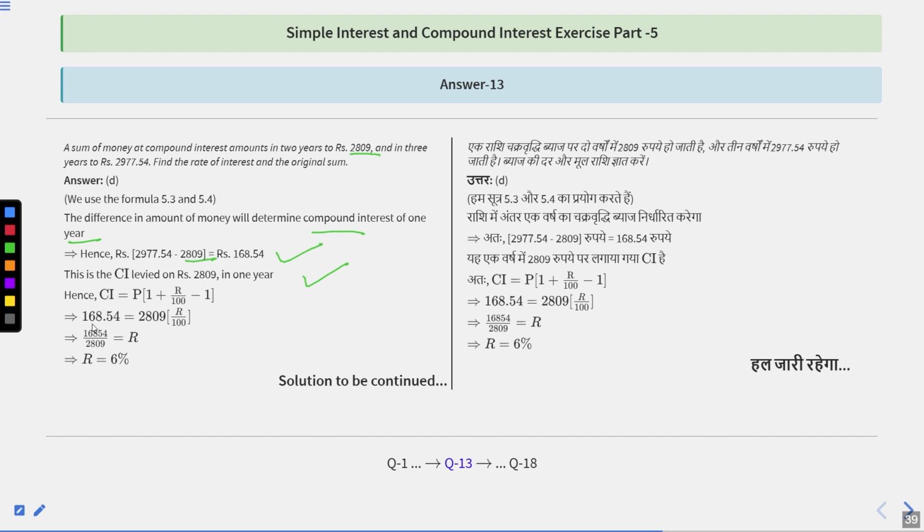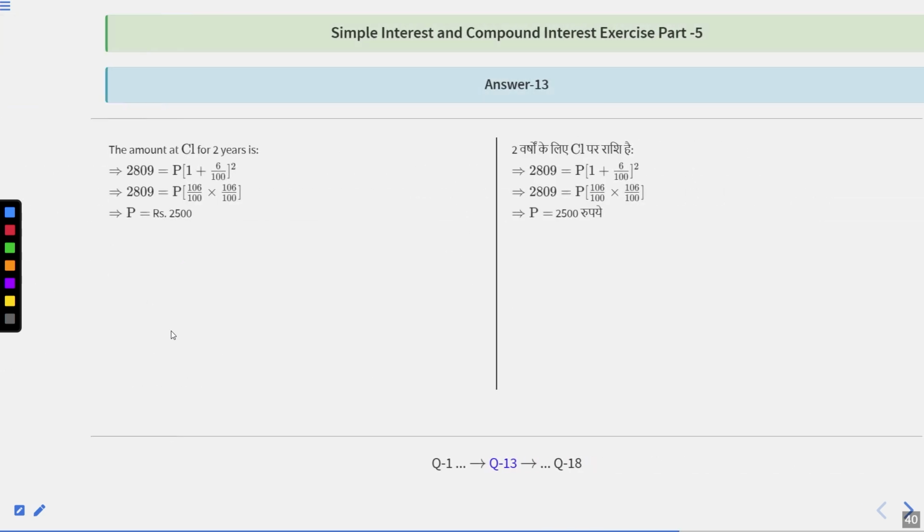So compound interest 168.54 equals 2,809 into R upon 100. We can clearly measure it. So when we calculate it, we get the value of R, which is 6%. So now the solution is to be continued.